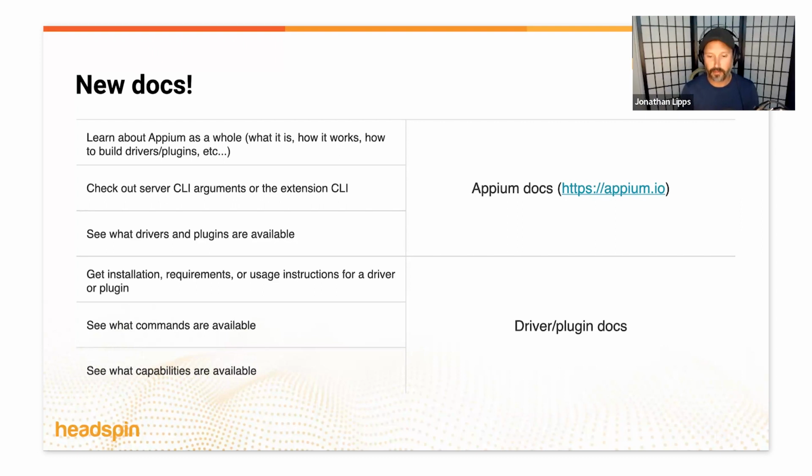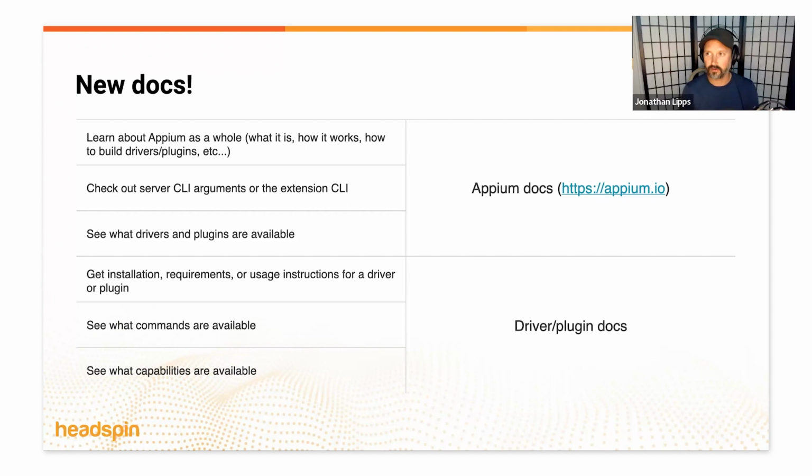If you want to see what capabilities are available, how do I make it so that this session, what's an example capability off the top of my head, that on Android all UI elements are included in the source tree and not just elements that the accessibility layer considers significant.